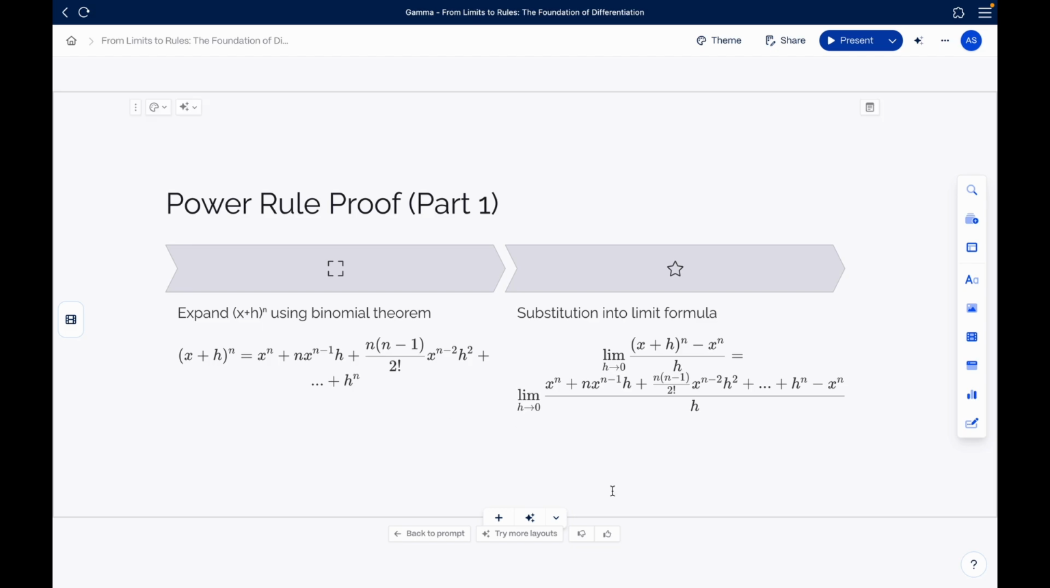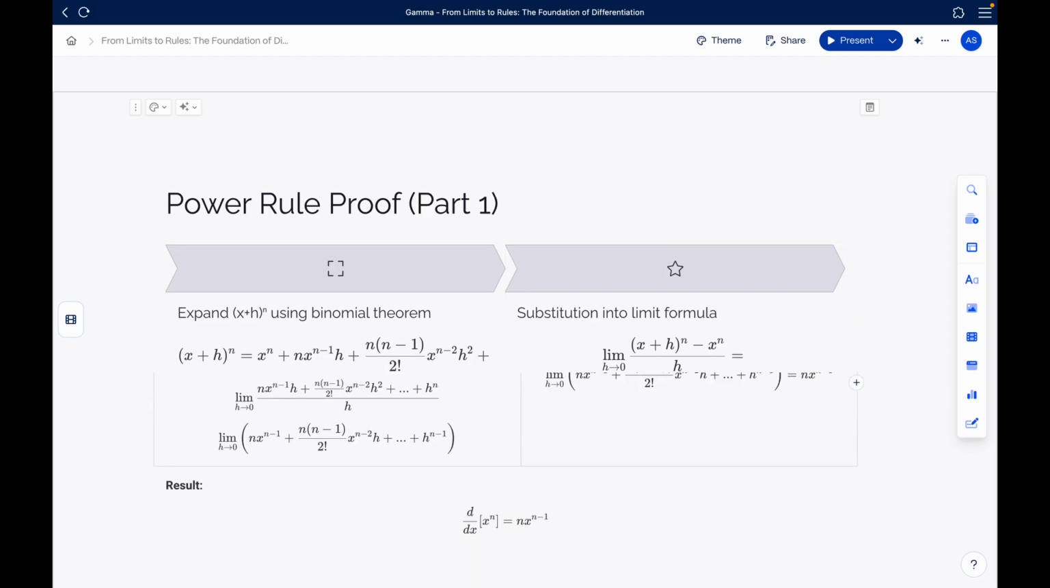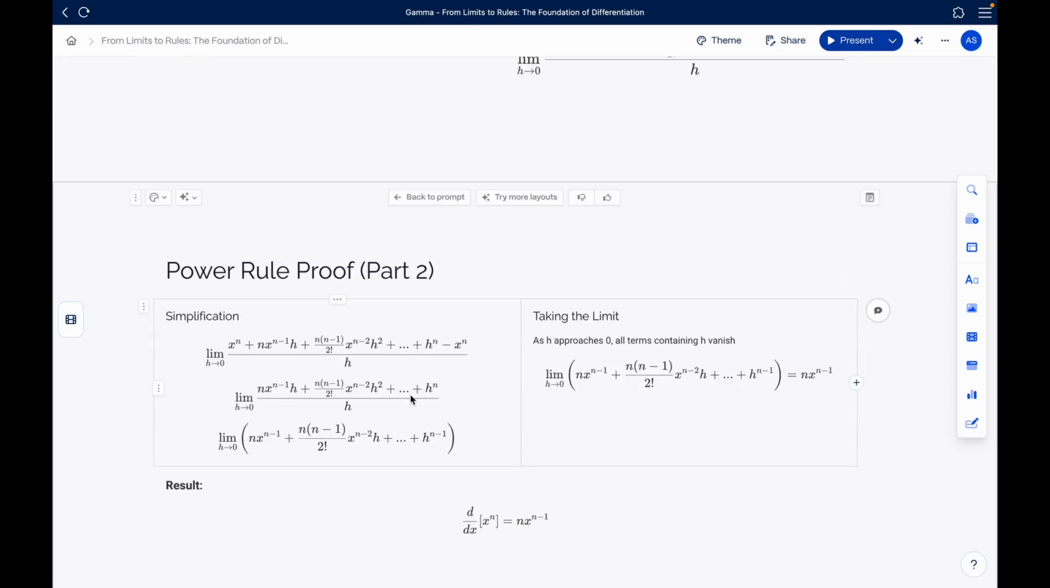And now we'll substitute that into the limit formula. So what we get is the limit as h approaches 0 of x to the n plus n times x to the n minus 1 times h plus n times n minus 1 over 2 factorial x to the n minus 2 h squared, and so on, plus h to the n, and then at the very end we have minus x to the power of n. The reason that's important is because in the next step, we're going to simplify. x to the n minus x to the n will just become 0. So there is a simplification in this step.